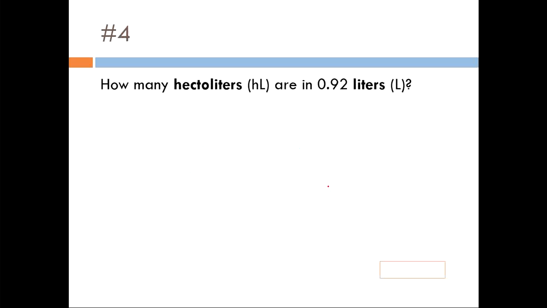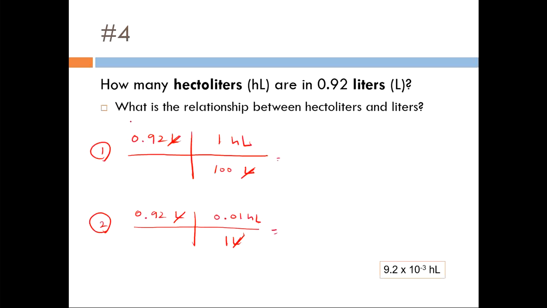Go ahead and pause the video again and try number 4. Play the video when you're ready. Now here I am showing you 2 different setups. Both will get you the same answer. This one has to do with 1 hectoliter, with the conversion factor 1 hectoliter is equal to 100 liters. And some of you like to use a decimal, so some of you may have written 0.01 hectoliters is equal to 1 liter. Whichever conversion factor you use, it doesn't matter, it'll get you the same exact answer, which is 9.2 times 10 to the negative 3 hectoliters.